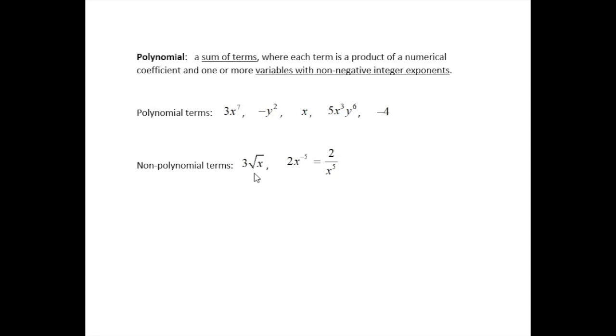Here are some examples of terms that would not be terms we would find in a polynomial. In the first case, we have a variable with a square root. That's not the same thing as a variable that has a positive or a non-negative integer exponent. So we can't have square roots or cube roots or any other roots of the variables in a polynomial. We also cannot have negative integer exponents. That's equivalent to having the variable in the denominator. So these are considered terms because they're products of numbers and variables, but they're not terms that we can use in a polynomial.